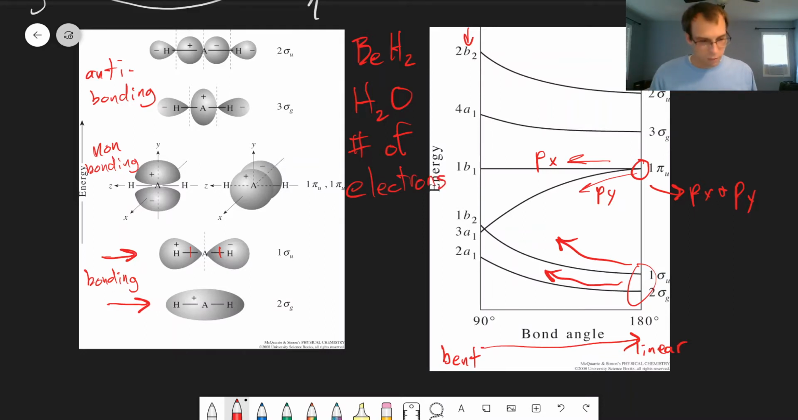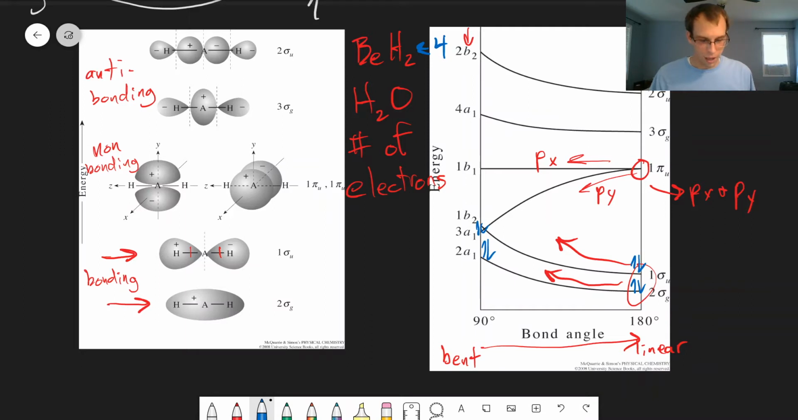molecule. In BeH2, the number of valence electrons we have is 4. So if we think about putting those 4 valence electrons into orbitals, they'll go in the 2 lowest energy orbitals. So we can compare the linear case with the bent case. In the linear case, the electrons would go here, and in the bent case, they'd go here, and actually this py orbital decreases enough at 90 degrees that it becomes the lowest energy orbital.